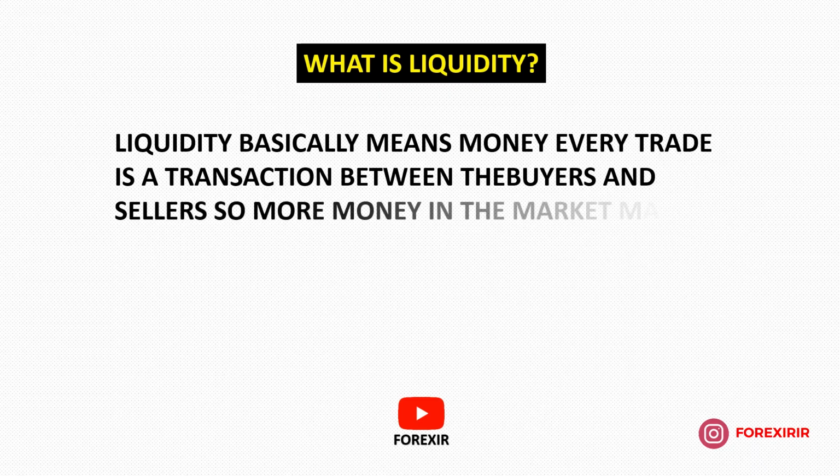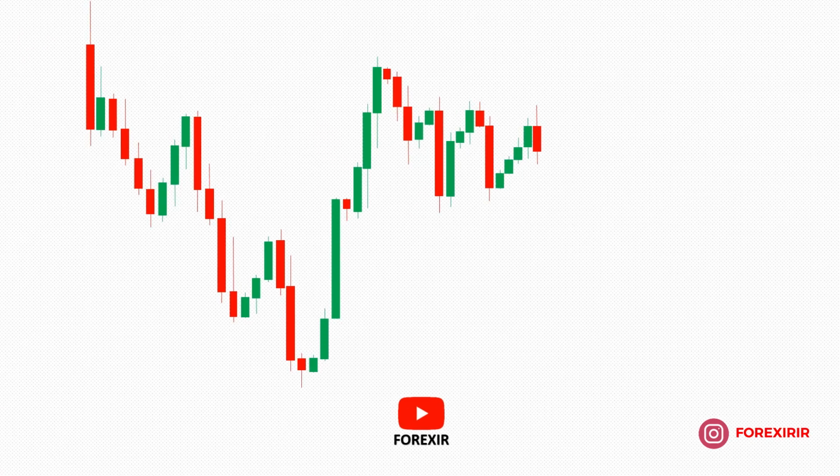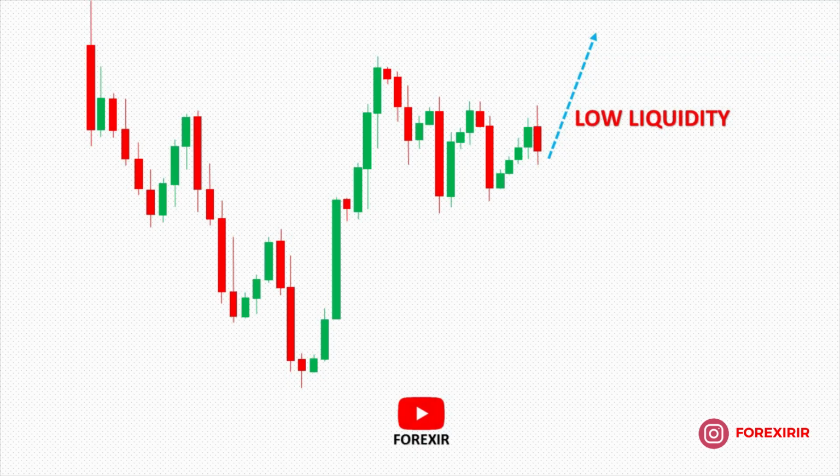In simple terms, liquidity refers to the amount of money available in the market. Every trade involves buyers and sellers. When there is more money in the market, it becomes easier for large players to trade. Suppose a large company needs to convert hundreds of millions of dollars into euros. If they choose to do this when liquidity is low, the price of euros would skyrocket due to the high demand and limited availability. However, the company wants to buy euros at a lower price, so they require liquidity, or in other words, they need sellers in the market who are willing to offer euros at a reasonable price.